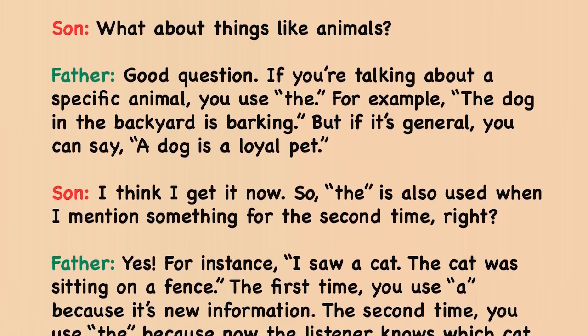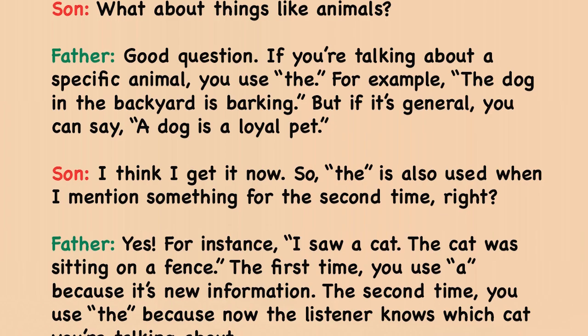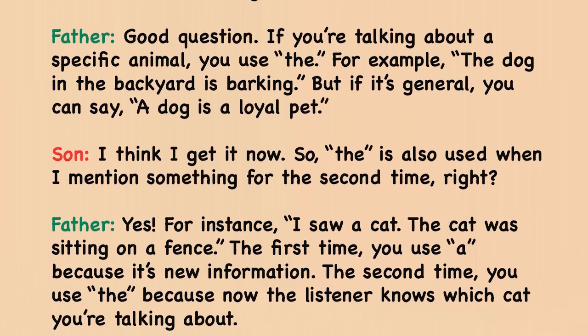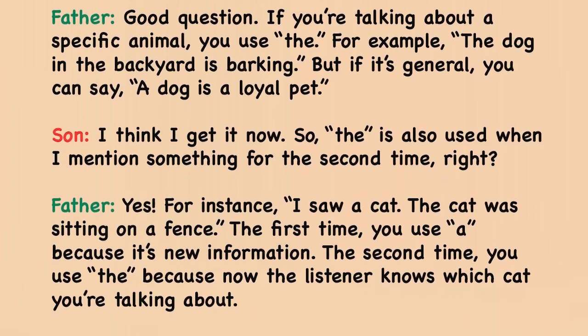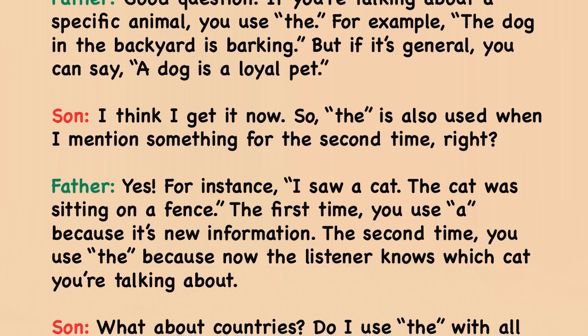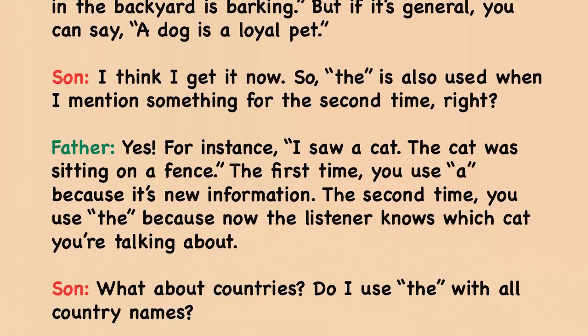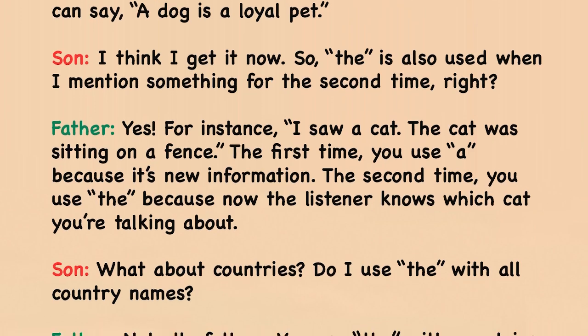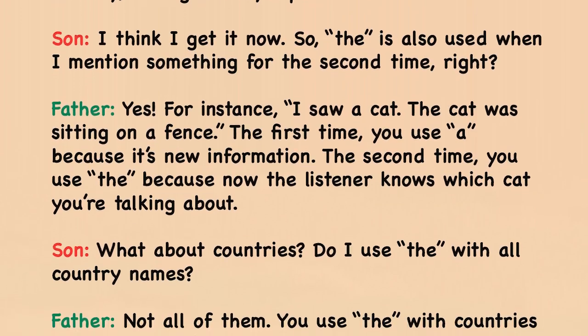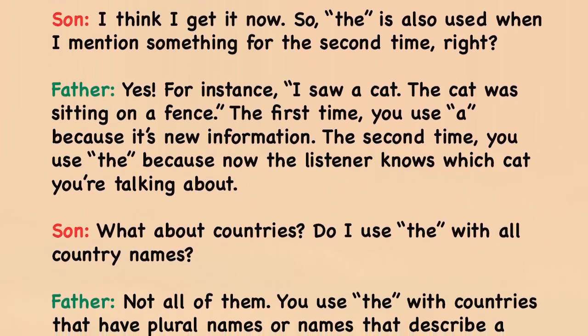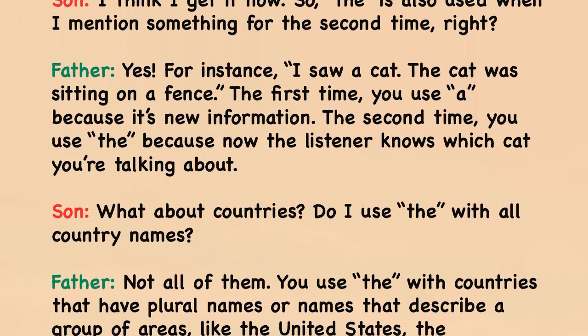So "the" is also used when I mention something for the second time, right? Yes. For instance, I saw a cat. The cat was sitting on a fence. The first time, you use "a" because it's new information. The second time, you use "the" because now the listener knows which cat you're talking about.